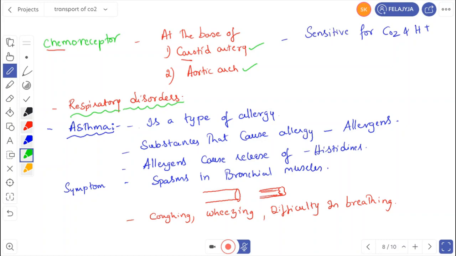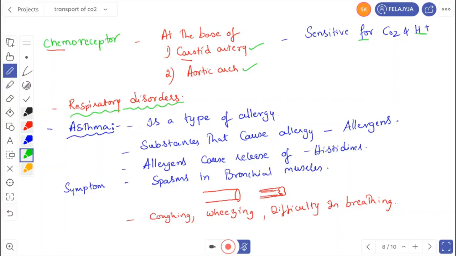So at the base of these two, the chemoreceptors are present, which are sensitive to carbon dioxide and H plus ion concentration. When they detect the carbon dioxide and H plus ion concentration, they send signals to the respiratory rhythm center to increase the rate of respiration. So same like chemosensitive areas, the chemoreceptors also function in the same way. So this completes the regulation of respiration.